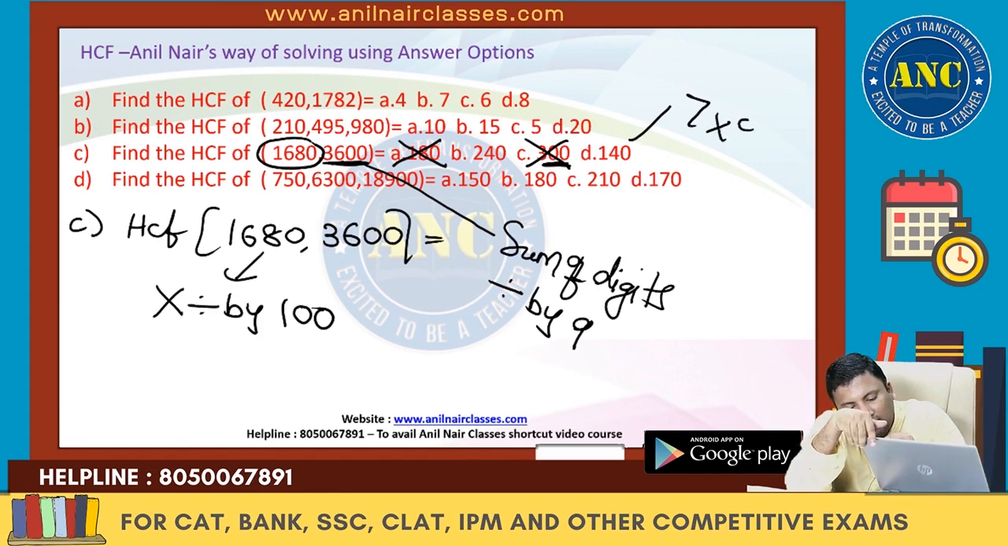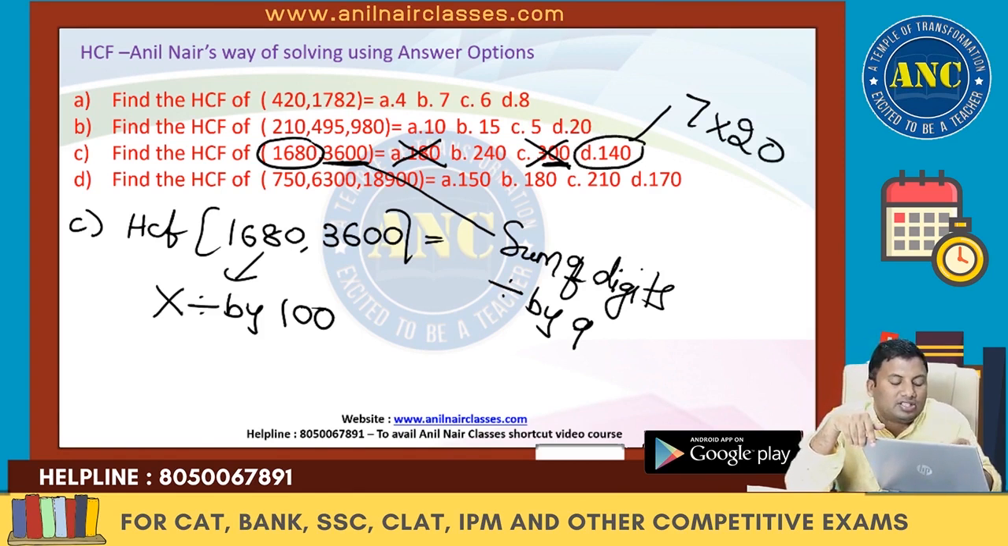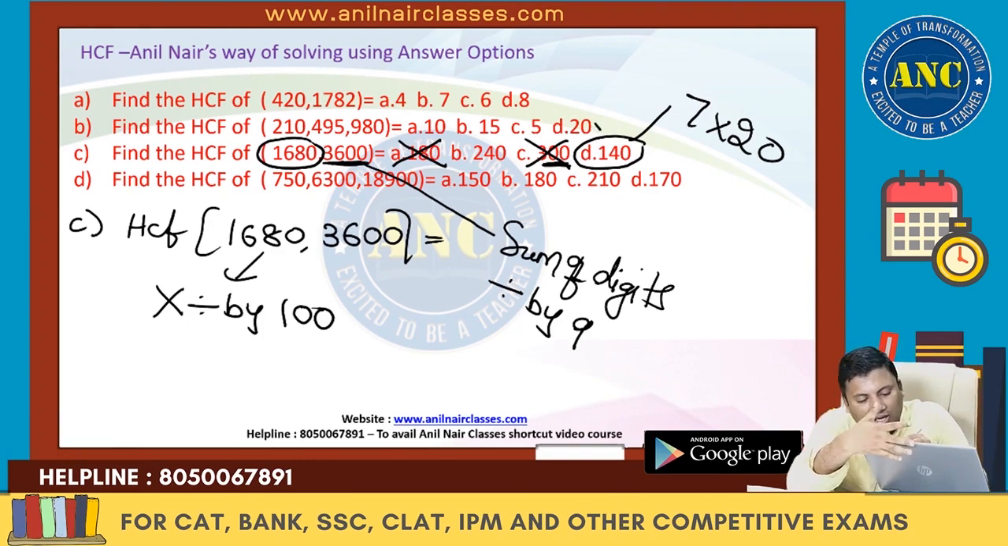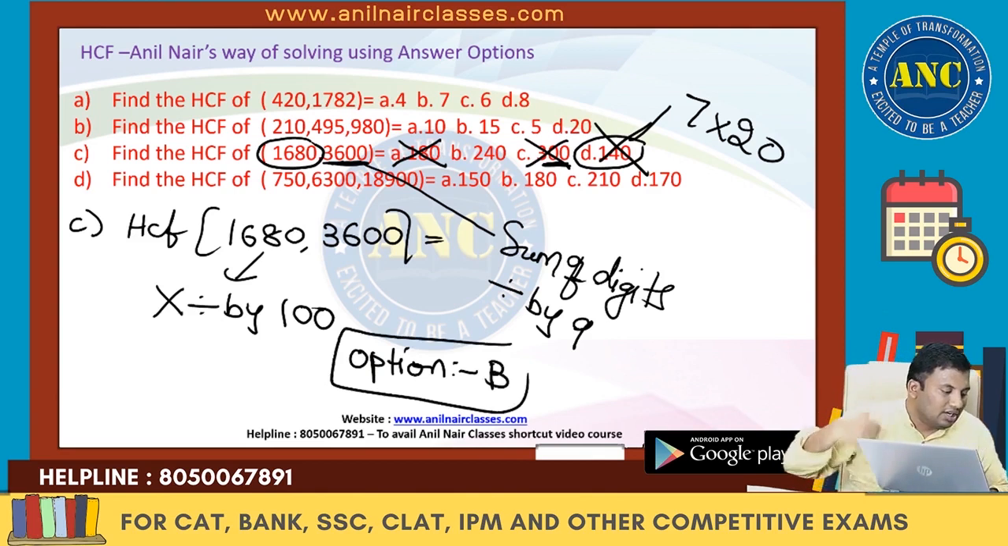140 is 7 into 20. Option D is divisible by 7. 1680 is divisible by 7. 3600 is not divisible by 7. 140 is ruled out. So the answer for this question is option B.